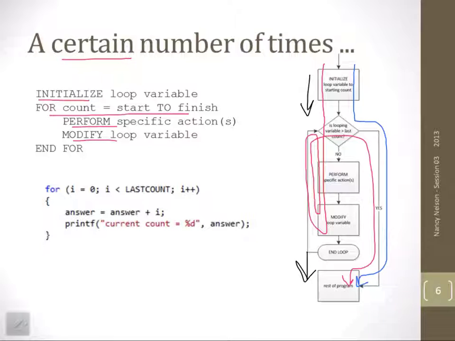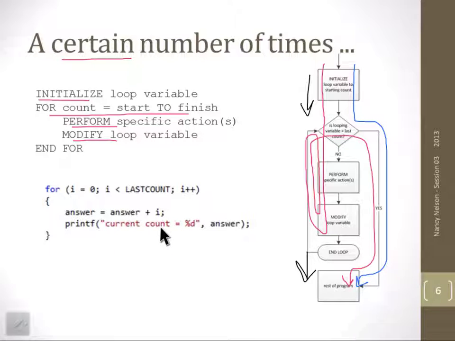If we look at the C code, it's a very simple format. For is our keyword, and in here we have our initialization of a counter to 0. It's very common to use I, J, and K as your variable for counting loops. So here we're initializing, here's our test, and it tests just like a while loop. So this says we're starting with I equal to 0, and then we're saying while I is less than last count, do this action.